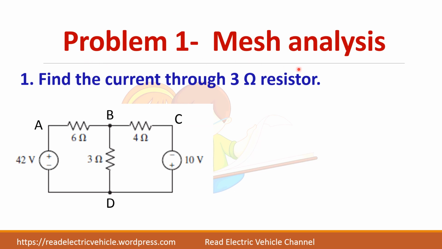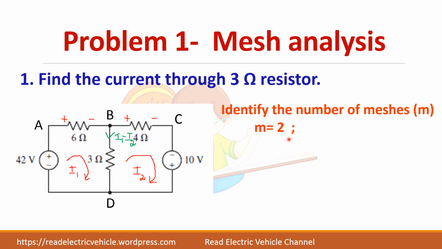Now let us take a problem and write the equations. The first problem is to find the current through the 3 ohm resistor. In this circuit, you have a 3 ohm resistor in the branch BD. So what you have to do is find the current through this 3 ohm resistor. Let us find the number of meshes here: 2 meshes and 2 currents, I1 and I2. We have considered I1 flowing like this and I2 flowing in the opposite direction through the resistor. So the current through the 3 ohm resistor is I1 minus I2.